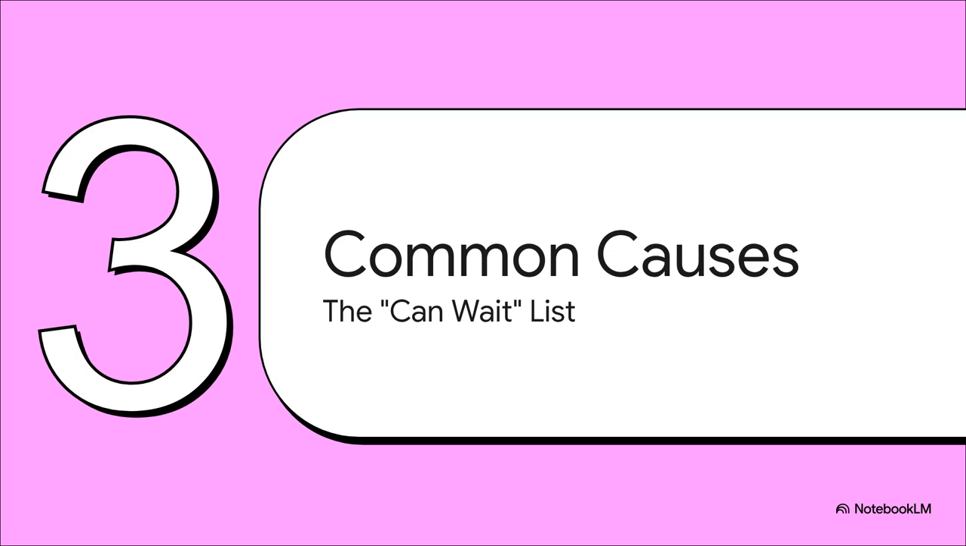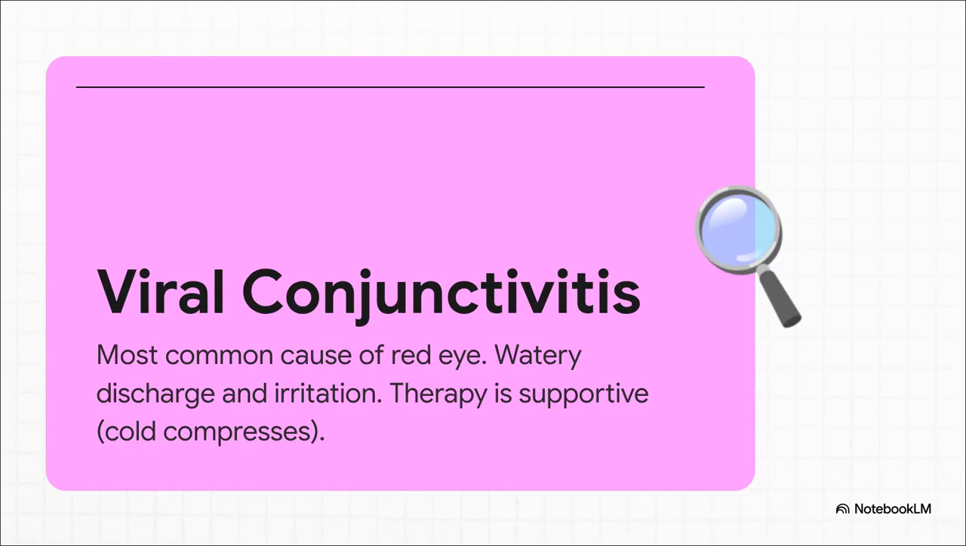Okay, we've gone through the scariest stuff. Let's take a breath and switch gears to the things you're going to see way more often, the stuff that's thankfully a lot less urgent. And here it is, the #1 cause of red eye, viral conjunctivitis. This is your classic pink eye. It's usually in both eyes, has a watery discharge, and often the patient will tell you they also have a cold. The key thing to remember here is that the treatment is just supportive. Cold compresses, artificial tears. Antibiotics do absolutely nothing.